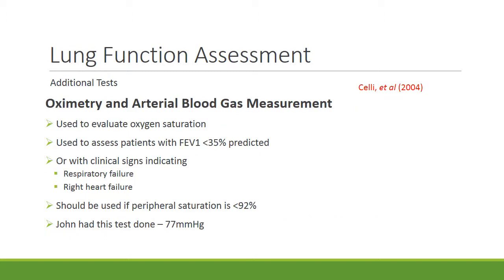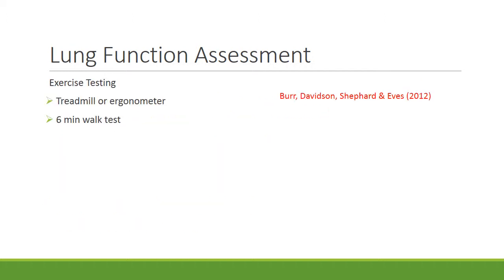Oximetry and arterial blood gas measurements can be used to evaluate oxygen saturation and assess patients under FEV1 predicted or with signs of respiratory failure. John had this test done and he got 77 milligrams. So exercise testing should be done as well, which we will cover in the next slide. In terms of exercise testing, the first point of call should be via treadmill or ergometer in a lab setting, and a 6-minute walk test can also be done if equipment isn't available.